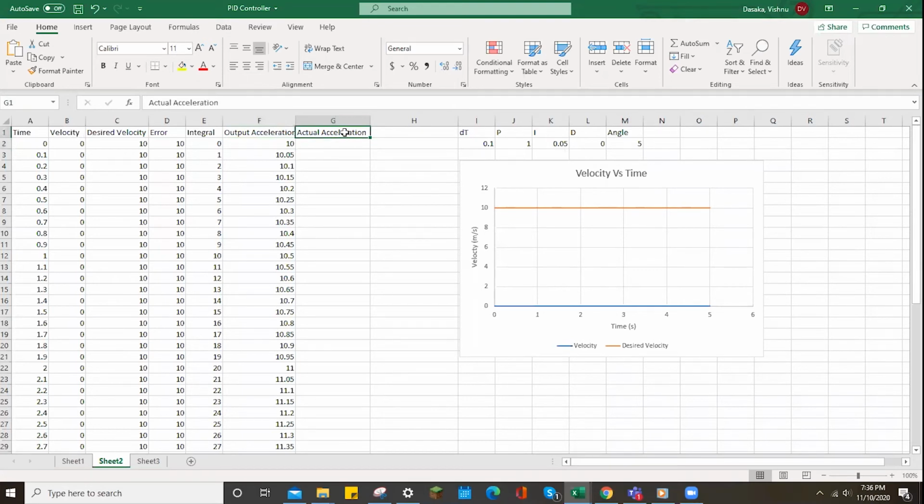Now this is normal freshman physics, inclined plane physics. Could you tell me what equation could go into this cell right here to calculate the actual acceleration? The actual acceleration is smaller than the output acceleration due to the constant error. I'm going to give you a couple minutes to try to figure that out.